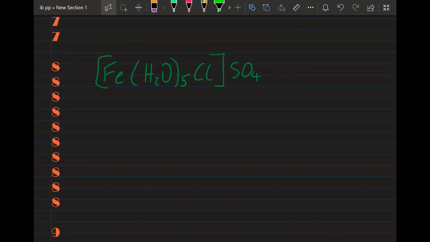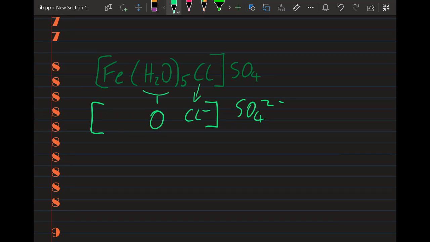8. So the square brackets is the complex. I know that SO4 is 2-, and I know that Cl is minus. I know that water is neutral. So now I just have to work out what that is there. Isn't that going to be +3? Because it's all got to equal 0, because overall there's no charge.